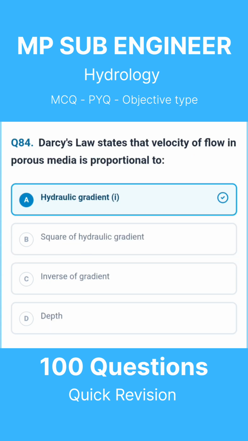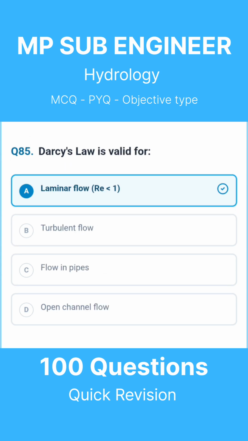Question 84. Darcy's law states that velocity of flow in porous media is proportional to. The correct answer is hydraulic gradient I. Question 85. Darcy's law is valid for. The correct answer is laminar flow, Re less than 1.